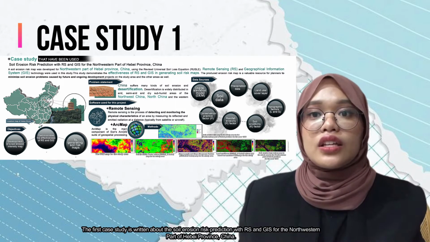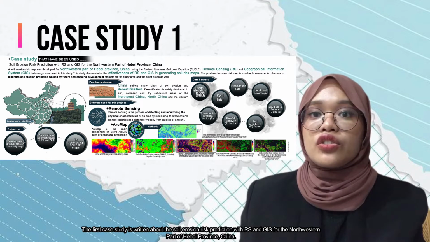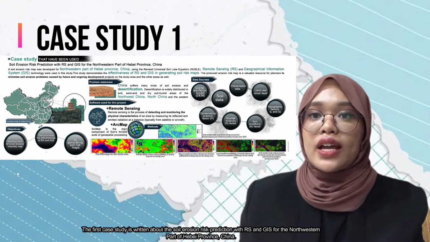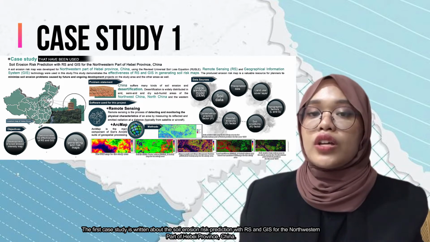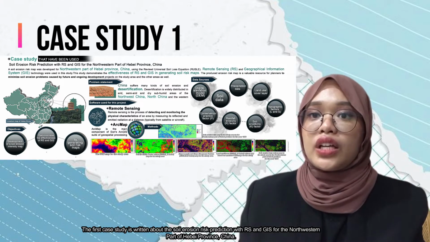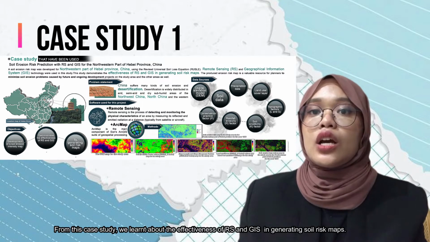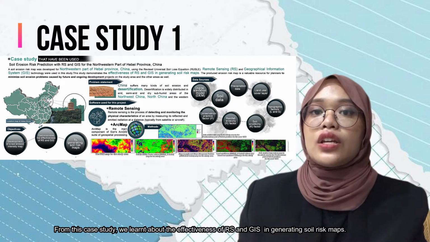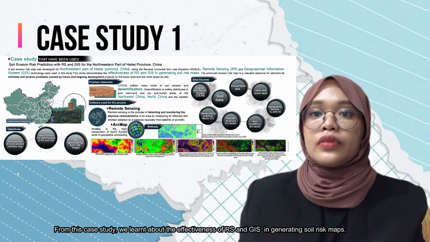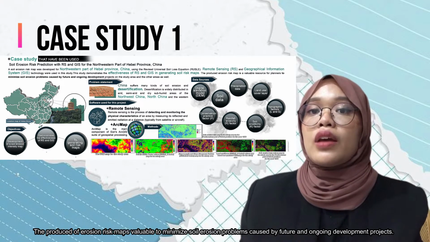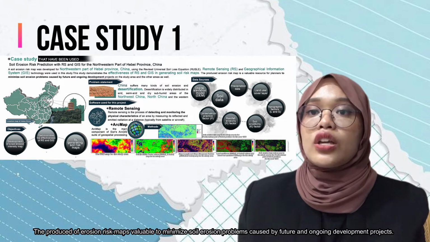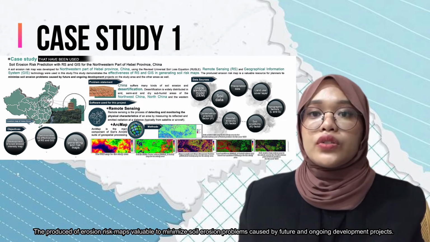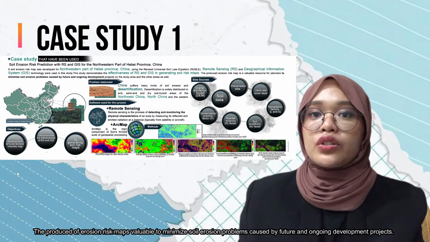The first case study is written about the soil erosion risk prediction with RS and GIS for the northwestern part of the Hebei province, China. From this case study, we learn about the effectiveness of RS and GIS in generating soil risk maps. The erosion risk map produced is available to minimize soil erosion problems caused by future and ongoing development projects.